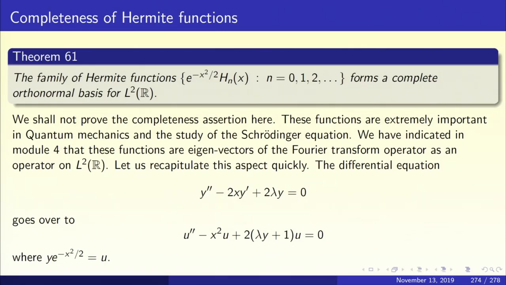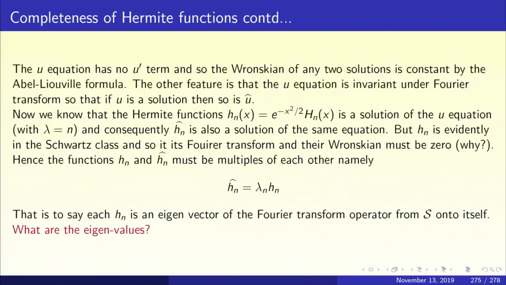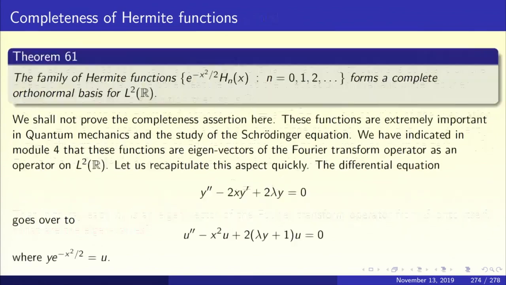So what is the change of variables? y times e to the power minus x squared by 2 equals u. So what differential equation does u satisfy? u satisfies the equation u double prime minus x squared u plus (2 lambda plus 1) u equal to 0. When you take the Fourier transform of this last equation, we have seen that the last equation is invariant under the Fourier transform. So in other words, if u is a solution of the same equation, u hat is also a solution.